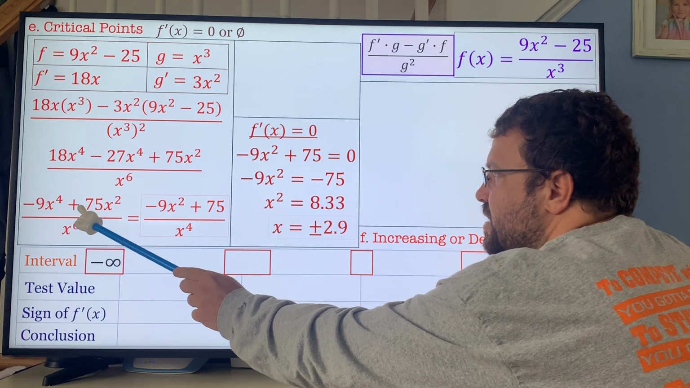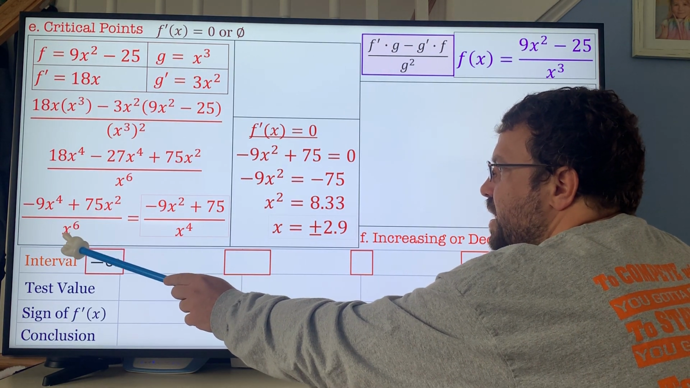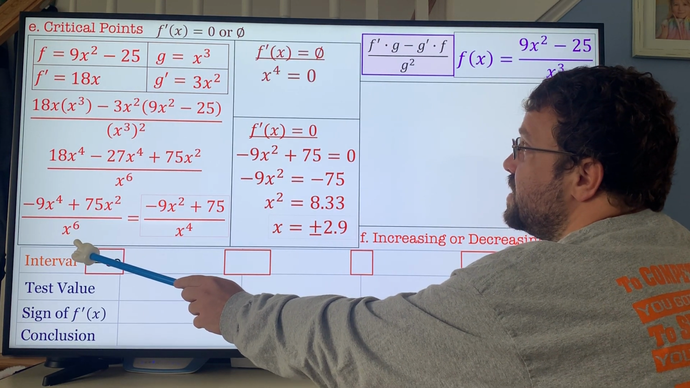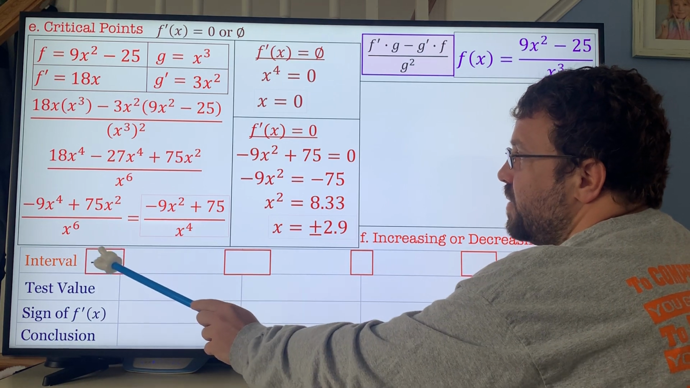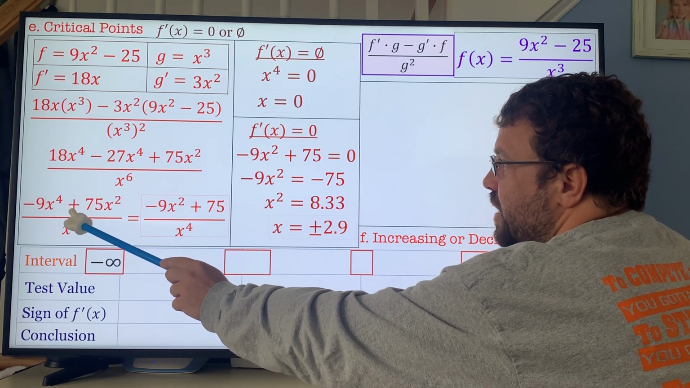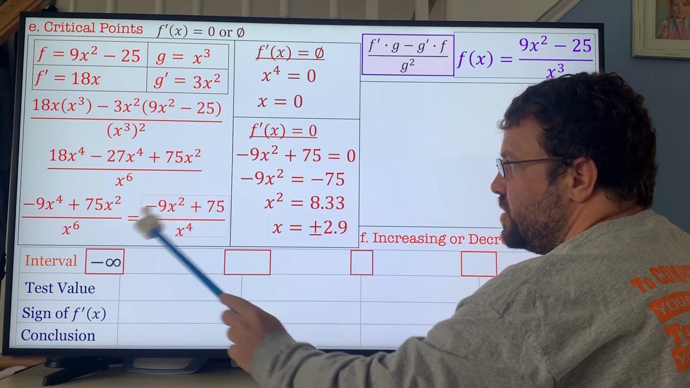Now, I kind of cheated a little bit taking the x squared out of here, knowing that when I set the denominator equal to 0, it's going to be 0 anyway. Otherwise, you would have to leave the x up here, because one of the answers for this would be 0.